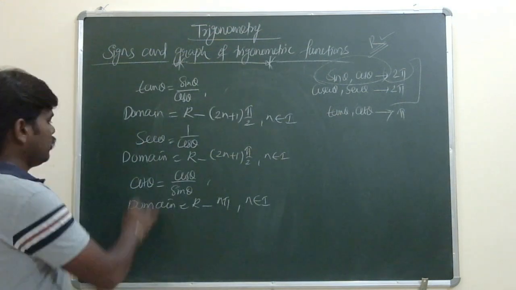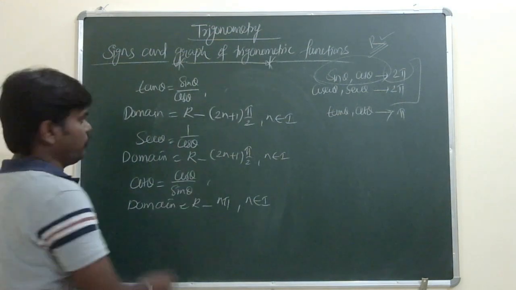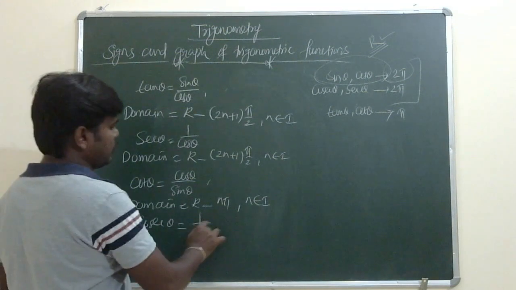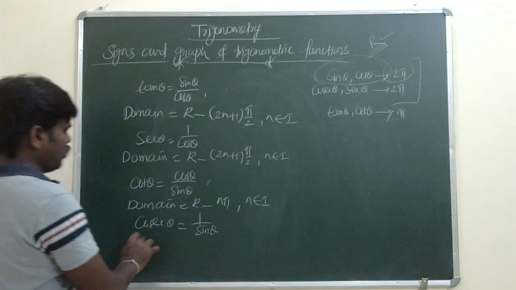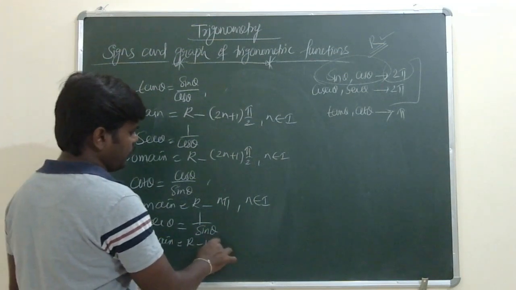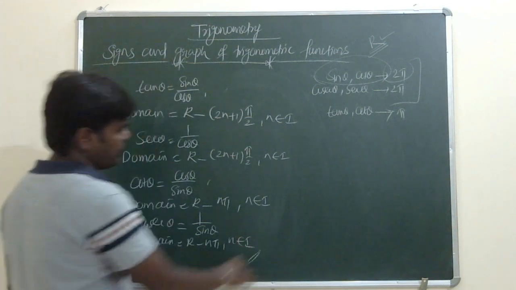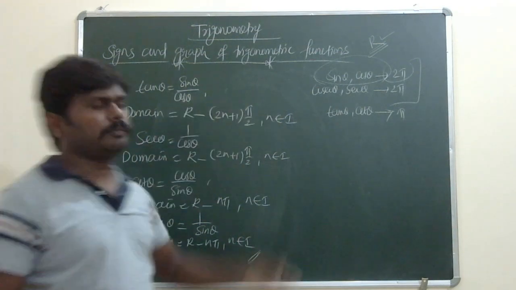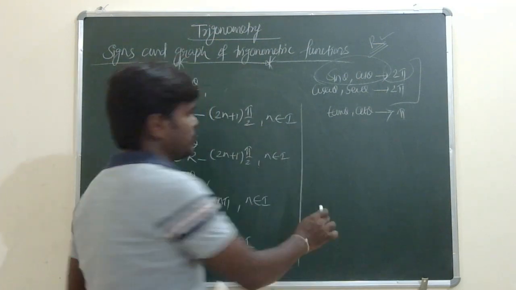Even in the case of cosecant it is the same. Cosecant theta is equal to 1 by sin theta. So its domain is R minus n pi, where n is an integer. That's all about the domain of all the 6 trigonometric ratios.